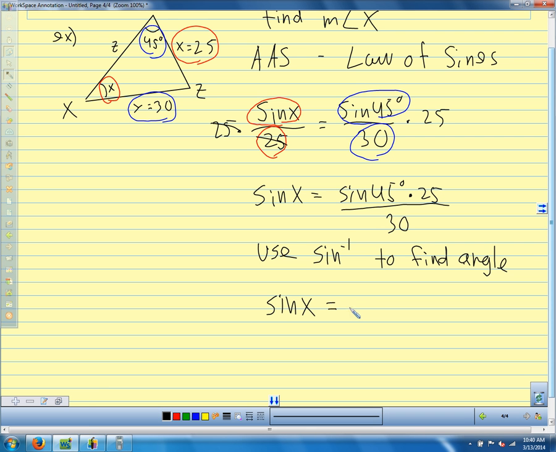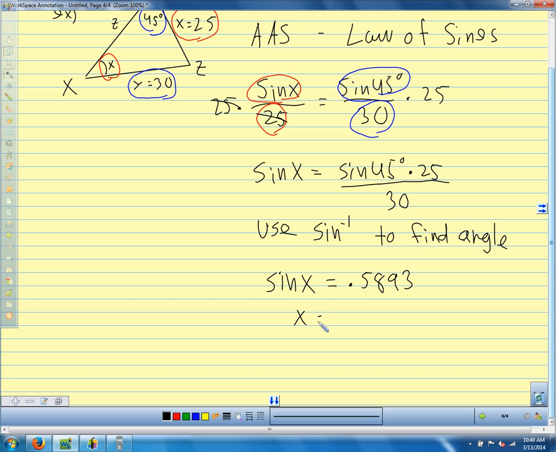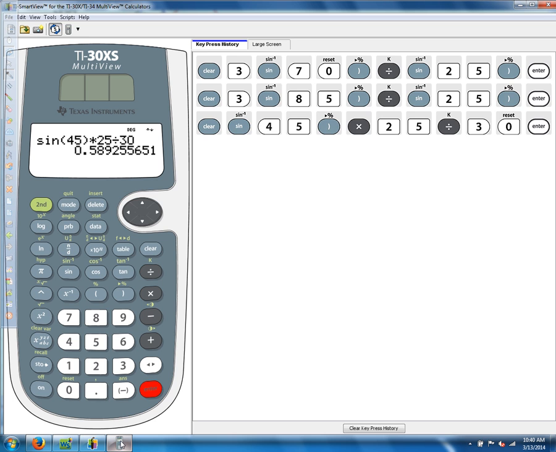So sine of x equals 0.5893. And now we need to use an inverse. X equals the inverse sine of 0.5893. Go back to my calculator. And your calculator does something nice if you've done this as an intermediate step. I'm going to do second inverse sine of second answer, so it holds the last answer. And I get 36.1.